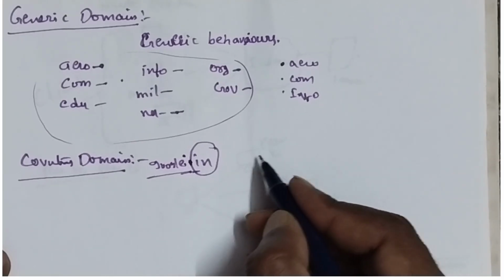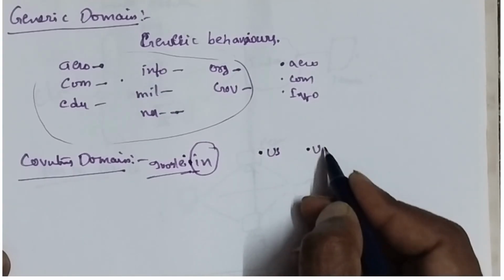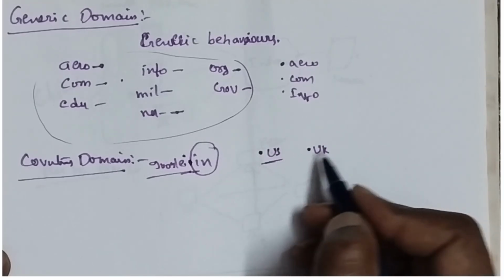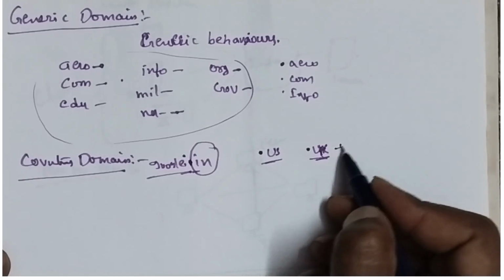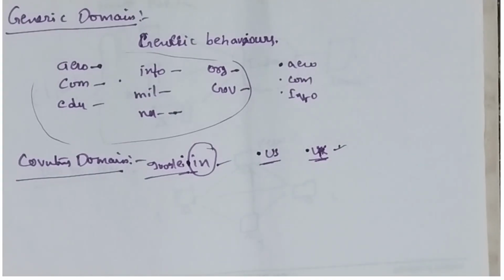For example, if any website ends with .us, this is the United States domain name. .uk is the United Kingdom domain name, and .in is the India domain name. It uses two-character country abbreviations in place of the three-character organization types. This type of domain is called a country domain.